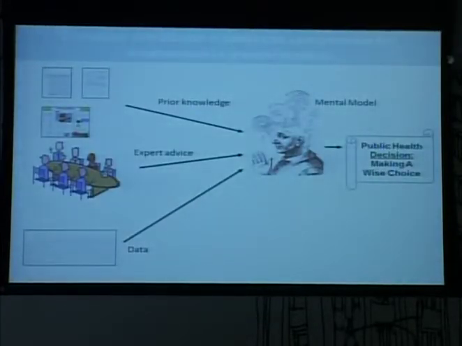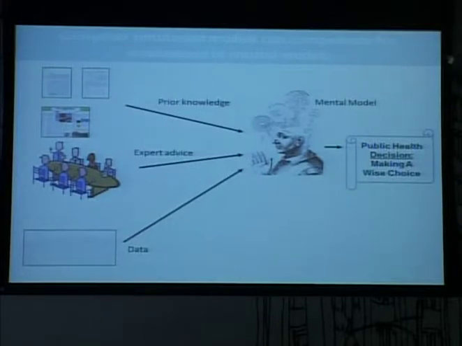So computer simulations can help us think through these hard problems. How do you make a public health decision that's a wise choice? Well, if you're a policymaker sitting in a state capitol or in a local health department or in Washington, D.C., how do you decide? Well, you use your own prior knowledge, you use expert advice. One of the ways to make policies, you sit around and you say, I don't know, George, what do you think? And he says, Don, I don't know, what do you think? And you make policy that way.